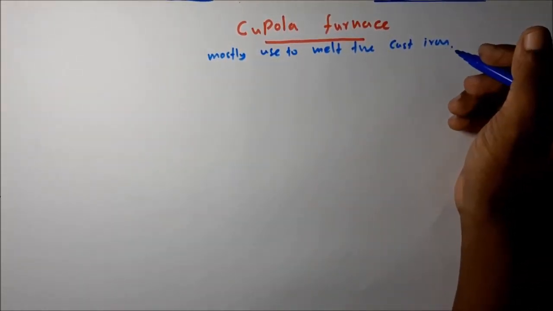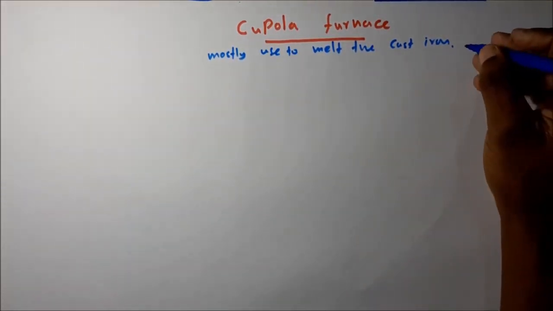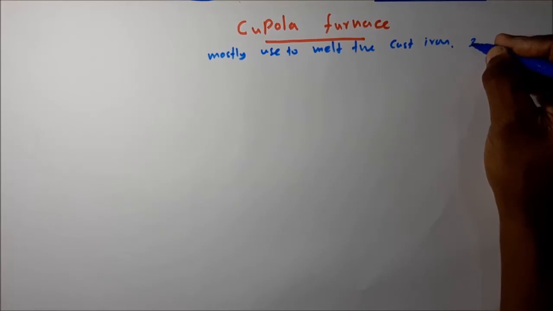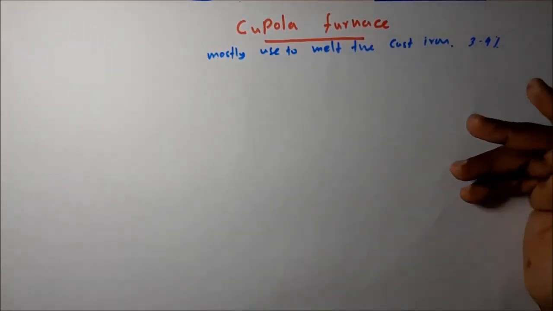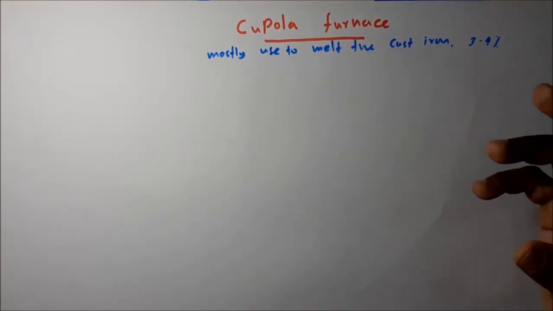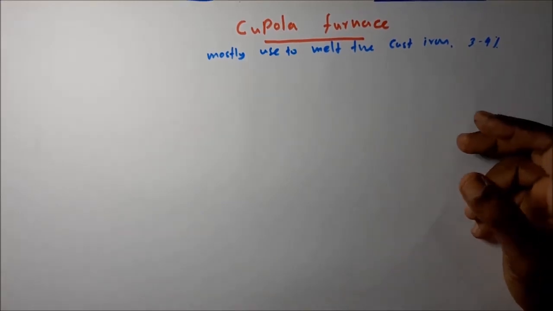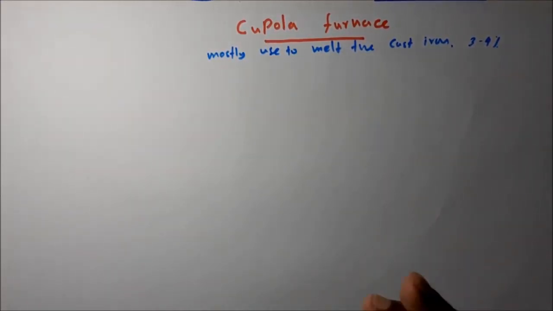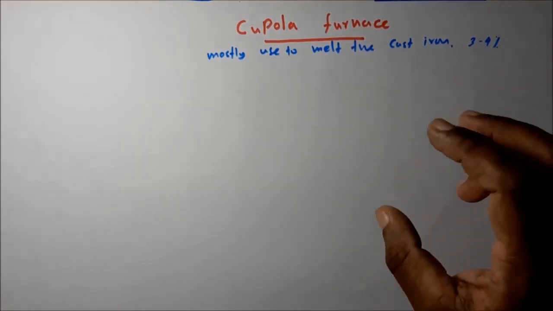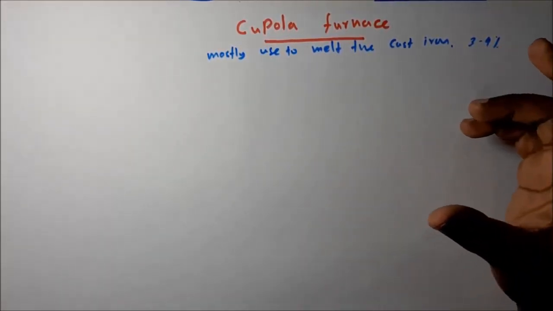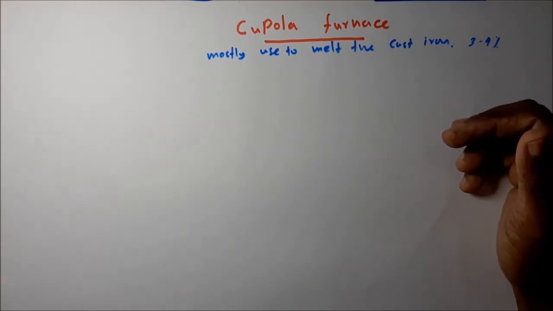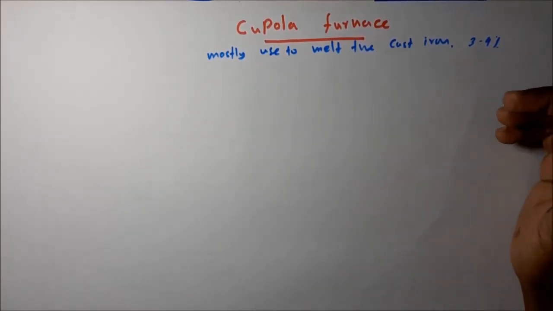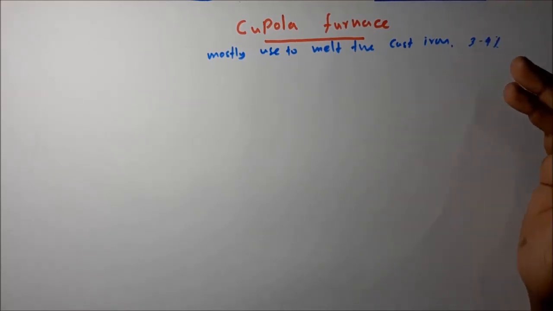Normally cast iron has 3 to 4% of carbon. In cupola operation, when melting ferrous metal, there's no method to control the carbon percentage, because the molten metal directly contacts the burning fuel, the coke. At higher temperature, carbon atoms diffuse into the molten metal, so the carbon percentage goes to the saturation limit of 3 to 4%, which means the output is cast iron.